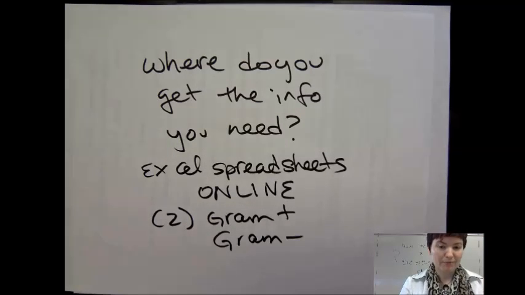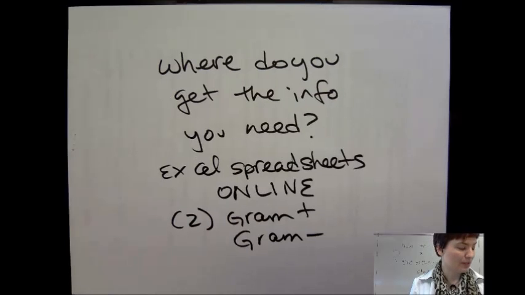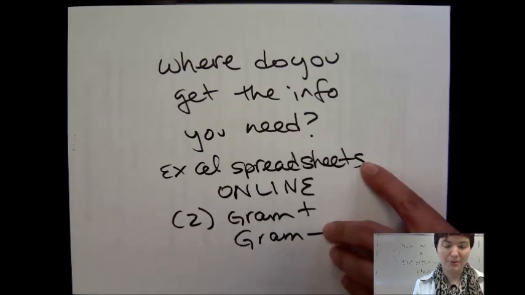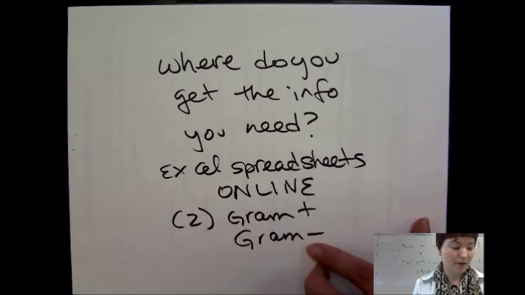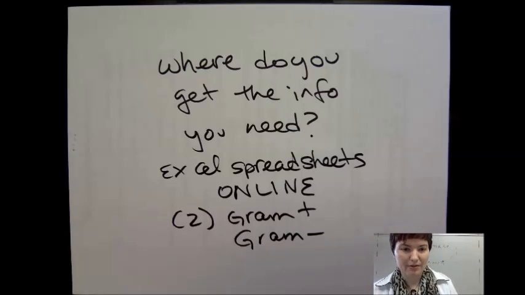And so where you're going to find the information that you need in order to make your charts is online. It's 2 Excel spreadsheets, and there's one Excel spreadsheet for the gram-positive options and one for the gram-negatives. Okay, so I'm going to show you now on this computer where to go.